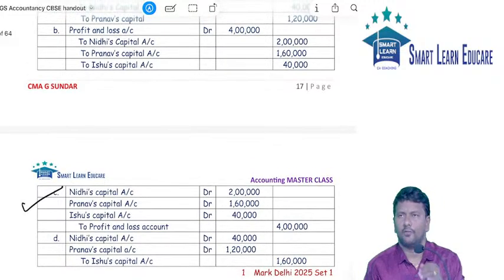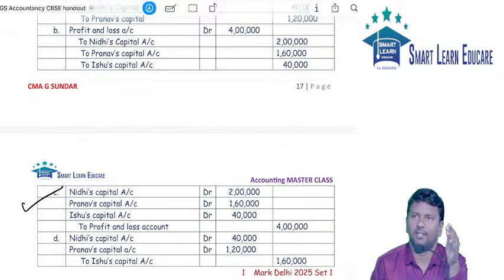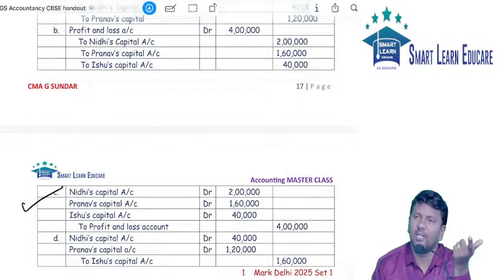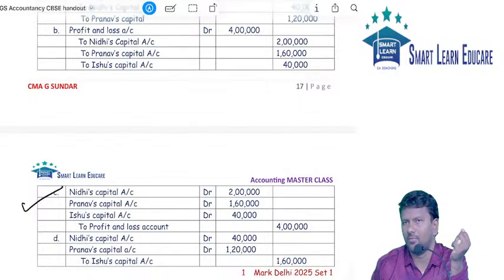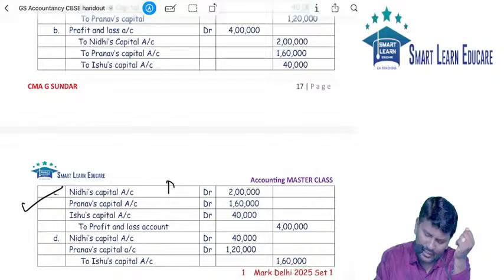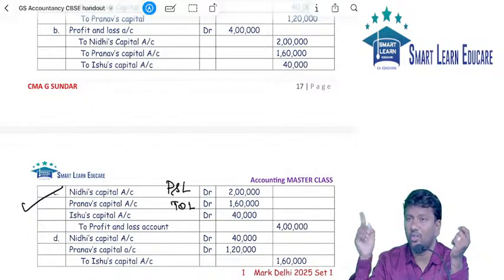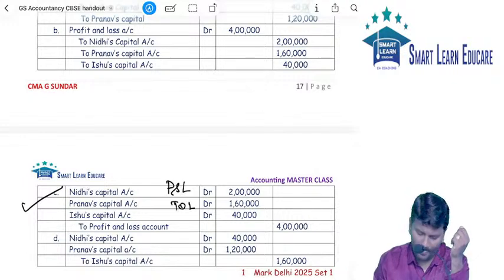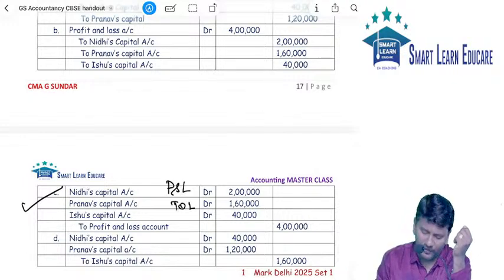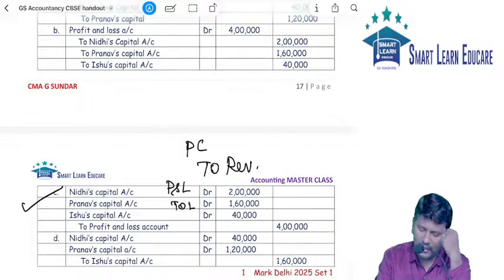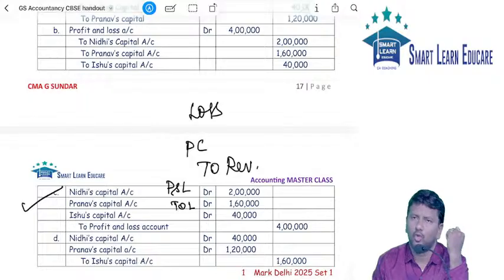Okay. So whenever P&L is given, that P&L debit balance should be transferred to partners. If it is a P&L credit balance, the reverse entry will come. What is the reverse entry? P&L account debit to partners' capital. Suppose revaluation loss is transferred. What is the entry? Partners' capital account debit to revaluation. Remember, partners' capital account debit to revaluation.